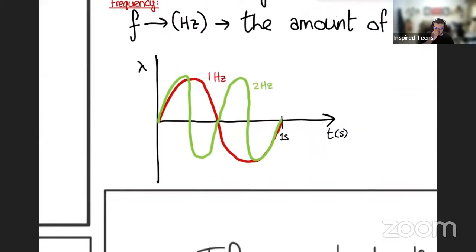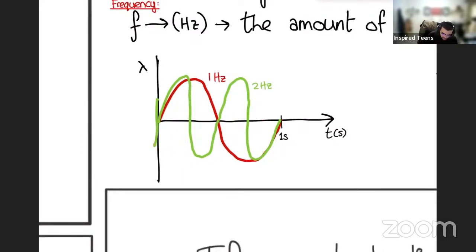What happens when I up the frequency? Now instead of having 1 wave in 1 second, I have 2 waves in 1 second. What happened to the wavelength? In order to fit more waves in 1 second, we have to compress the wavelength. We have to squash it down. Now, as you can see, the wavelength of a single wave is half, less compared to the original case.